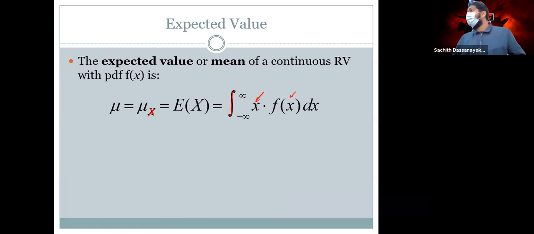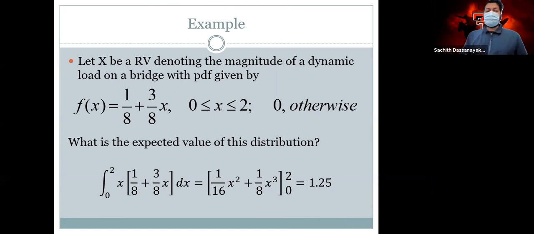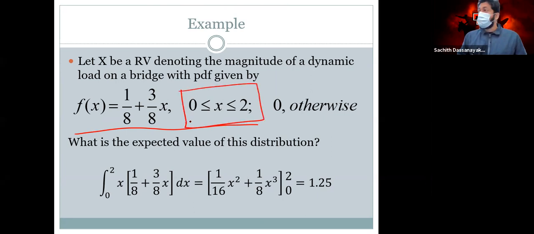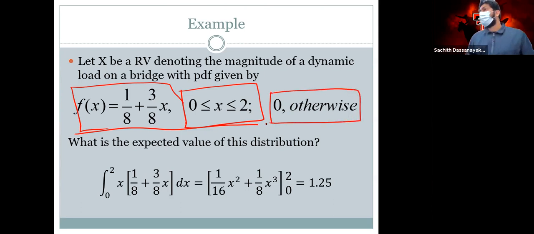The expected value is exactly the same as the mean of that population. That's why we denote it by mu. So this is your function, I mean, your PDF, probability density function. This is the range of x, and within this range the function is defined like this. If x values are not in this range, which means less than 0 or greater than 2, the function value is 0.